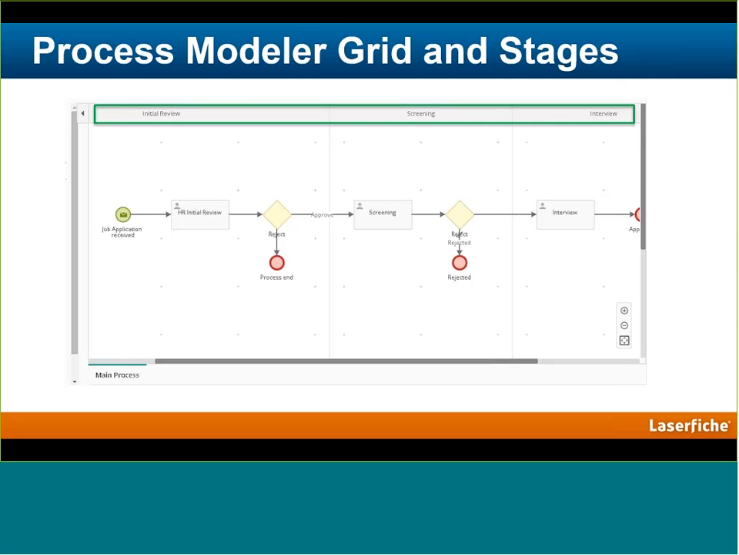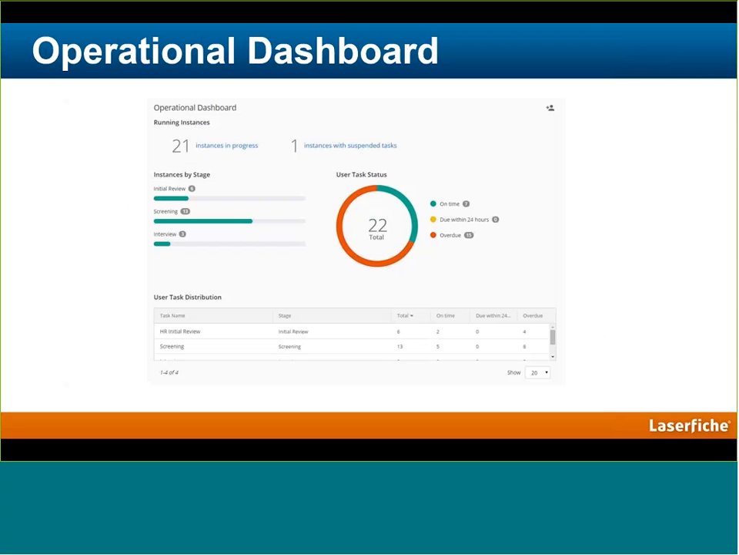In addition to keeping the process model clean and clear, stages are also used for tracking processes in the new operational dashboard. The operational dashboard shows the current status of a process, such as how many instances are currently running or at a particular stage, and how many tasks are at a risk of hitting their deadline or already overdue.